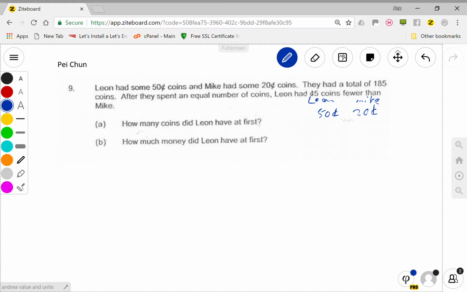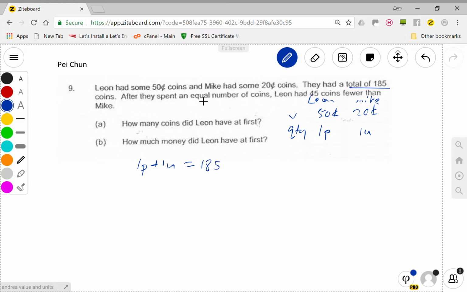Okay, I can try to put this as one part. So this is the quantity, this is the value, and this is 1 unit, like that. Now they are different. Why? Because one part belongs to Leon and Mike is 1 unit. So they had a total of 185. What this means is that if I take one part plus 1 unit, it is 185.